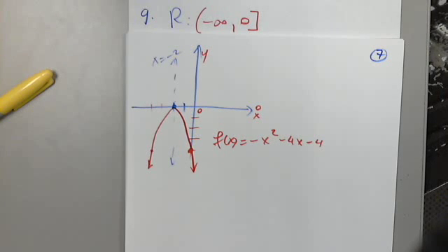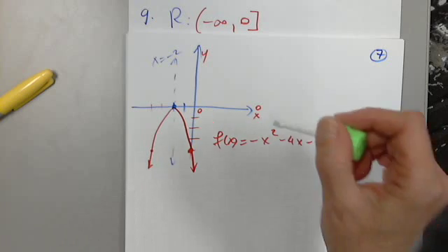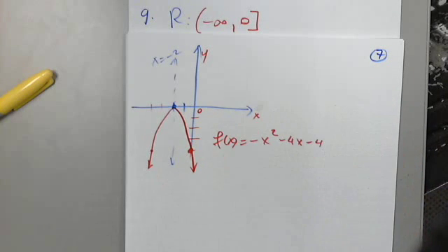Any questions? So these are the steps that we use to graph a quadratic function. So this was section 3.1 plus the applications that we already talked about.